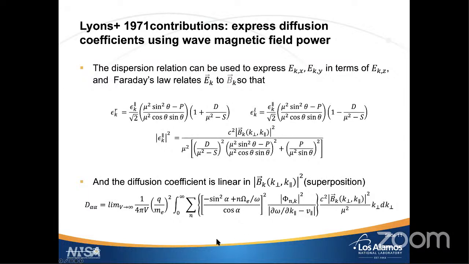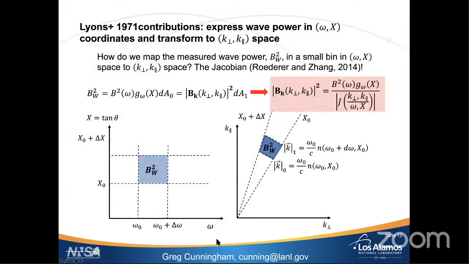Next slide, please. In the 1971 paper, Lyons argues that one may want to specify the wave power as a function of frequency and tangent of the wave normal angle, which can be directly extracted from measurements, rather than specifying the power as a function of the 3D Cartesian wave vector, which is not directly observable unless you have a large number of closely spaced satellites making simultaneous measurements of the waves.